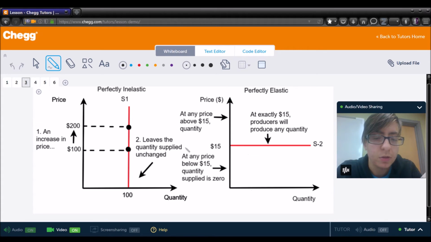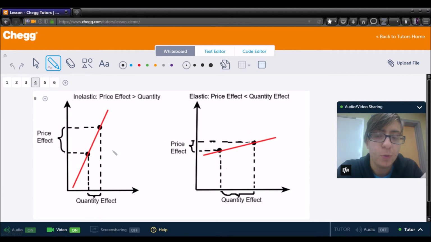I don't have it shown here, nor anywhere else where I have graphs set up. But basically, that means the price elasticity is equal to 0, and this is actually a good place to move on to the price effect and quantity effect, because if something is unit elastic, that means that the price effect and the quantity effect are even.